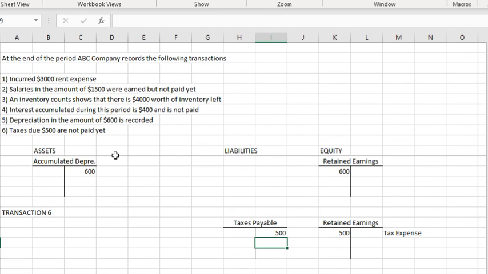So this is pretty much it for closing entries. As I mentioned, in the next video we are going to start building the income statement and the balance sheet.